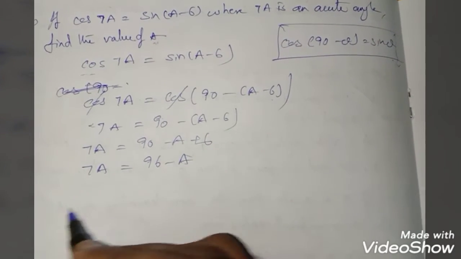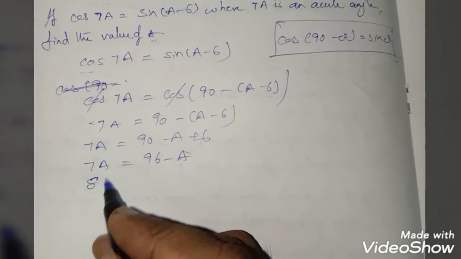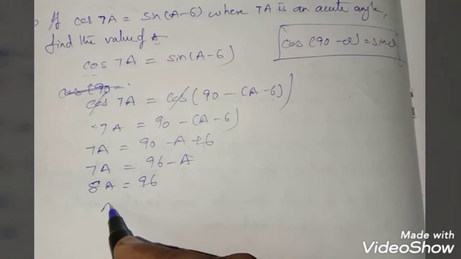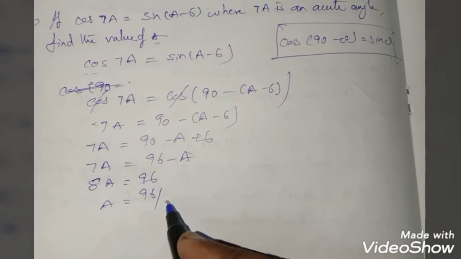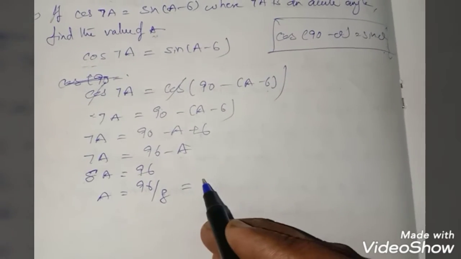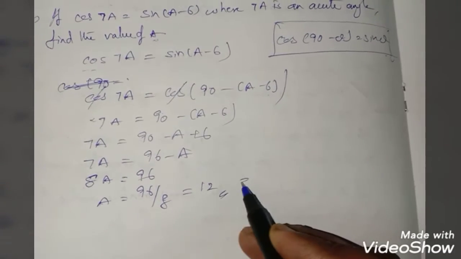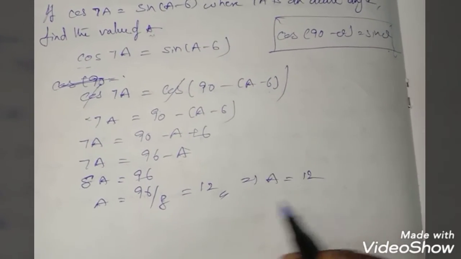If I send this a, you will get 8a is equal to 96. A is equal to 96 by 8. Now if I cancel 12, right? Now what is the value of A? A is equal to 12.